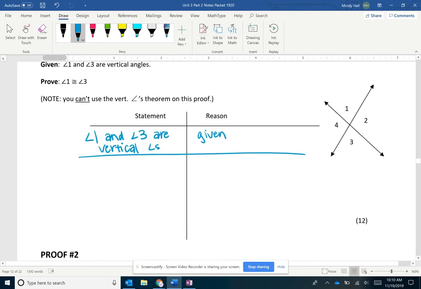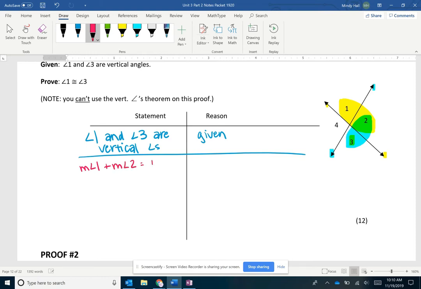If I'm trying to prove angle 1 is congruent to angle 3, I can say that angles 1 and 2 form a linear pair because they have these little arrows here. And then I can also say that angles 2 and 3 form a linear pair because of these arrows. They share that angle 2, so then I can do some math with that. I'm going to start by saying that the measure of angle 1 plus the measure of angle 2 equals 180 because of the linear pair theorem.